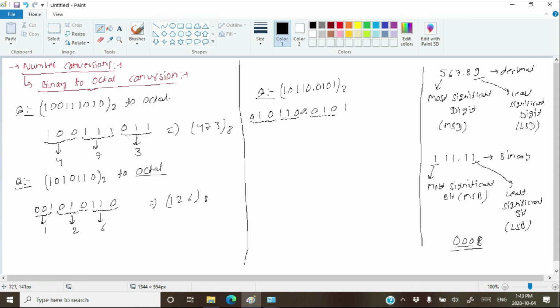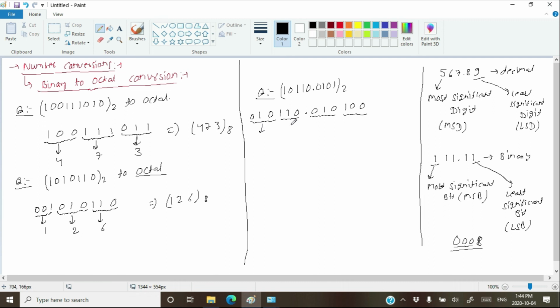Okay, so in the non-fractional part, collect the number from right to left, and in the fractional part, collect the number from left to right to make a group. And the group size will be 3 bits. Here we have just 1 bit in the group, therefore add 2 extra zeros on the right.